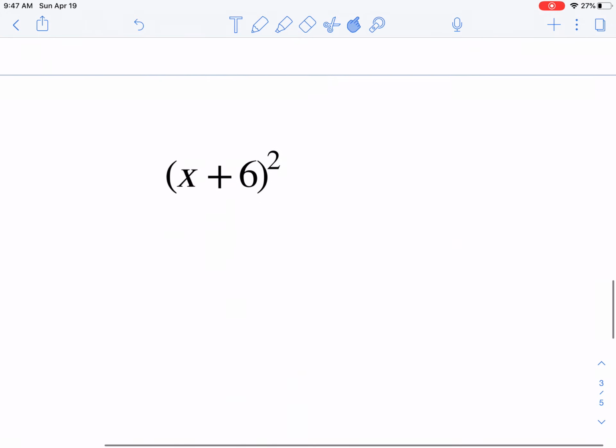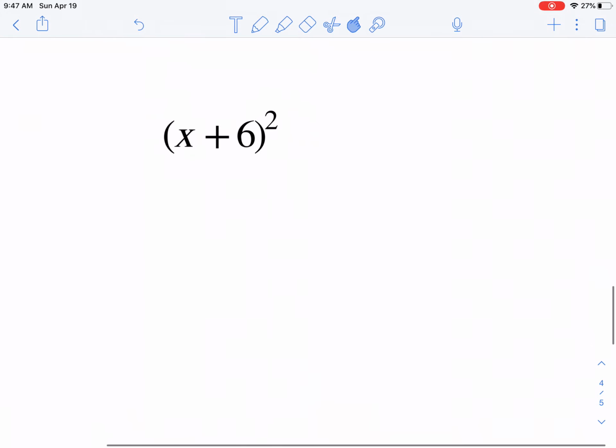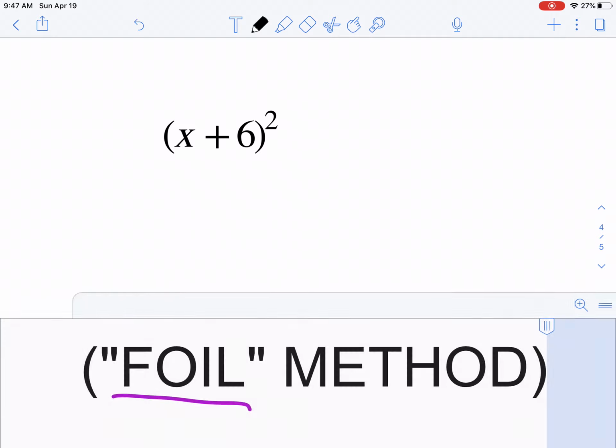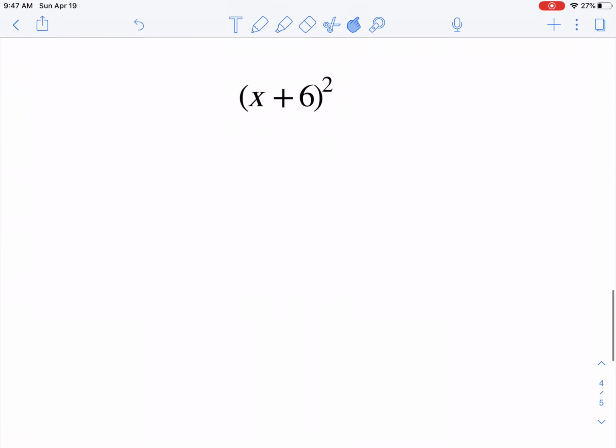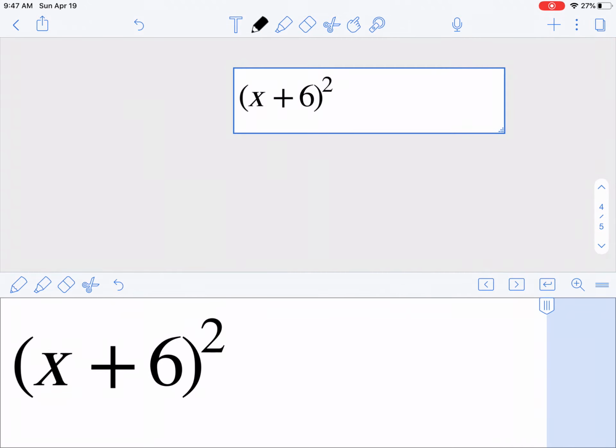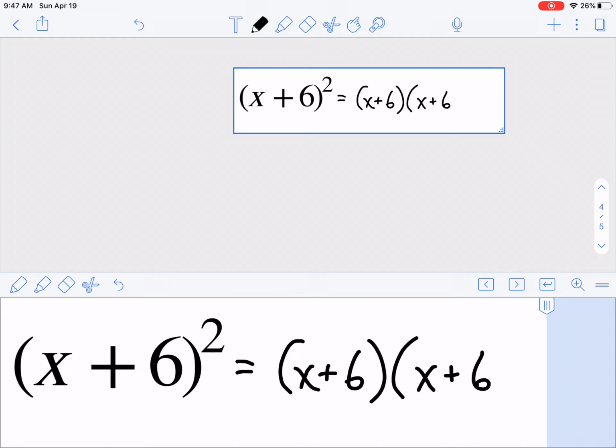Okay, so here's another example, x plus 6 squared. Now again, initial instinct to say, oh, well, that's just x squared plus 36. Well, that's not really the case, because x plus 6 squared is x plus 6 times x plus 6. Okay, and so that means, again, I need to use distributive property or the FOIL method to get there.